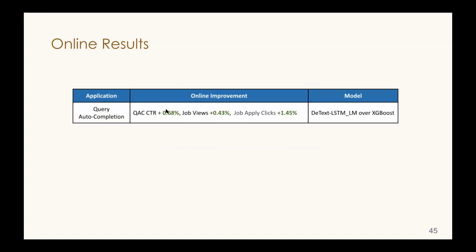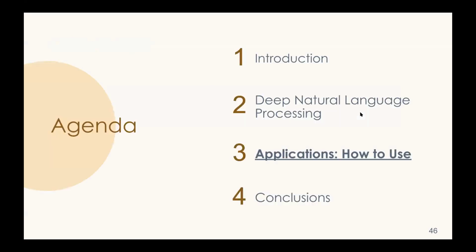For online results, what we want to focus on here is that with our unnormalized language model, we achieve better CTR, click-through rate, in the query auto-completion step. It also results in a better search experience. For example, if we apply it in job search, we increase the job views and the job apply clicks of the users. And this comparison is against an XGBoost model. So that's basically about the applications of language modeling.